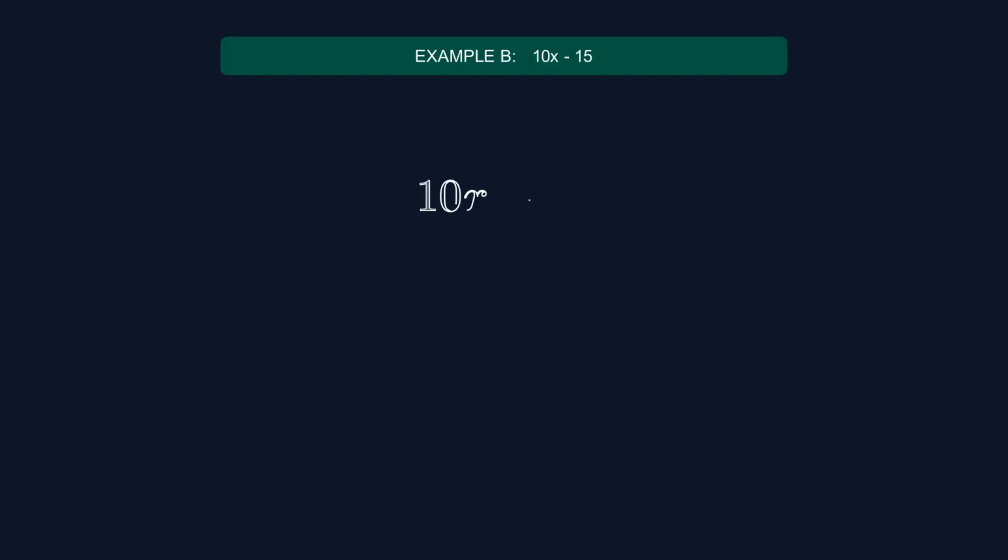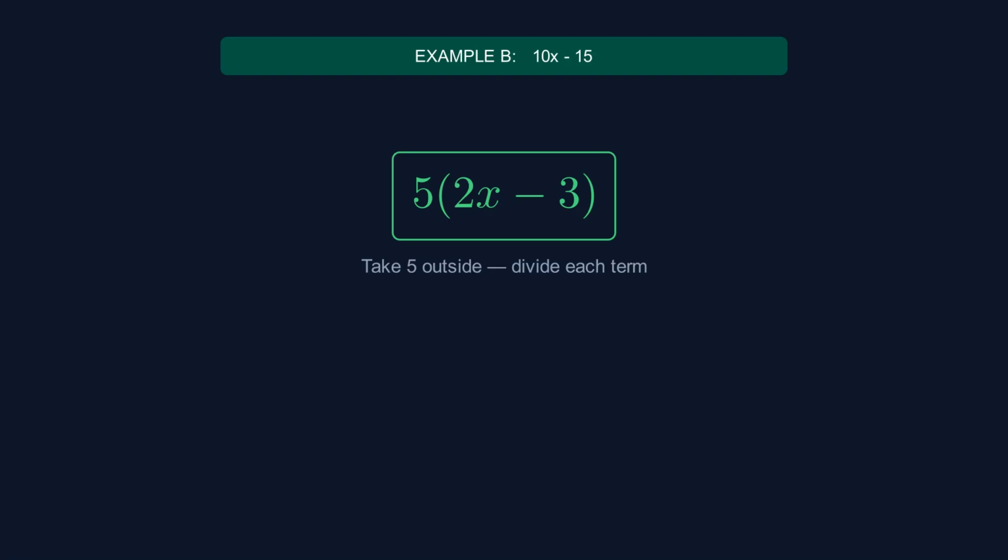Another example, 10x minus 15. The HCF of 10 and 15 is 5. So we take 5 outside, and the expression is 5 into 2x minus 3. Again, expand it back to confirm your answer.